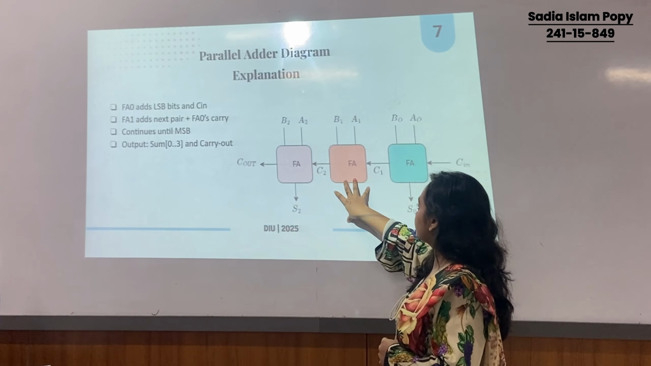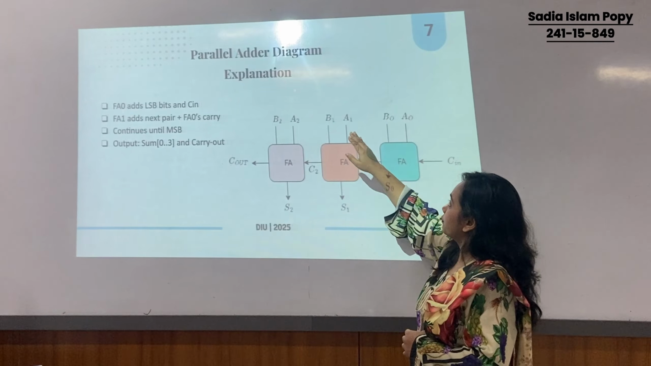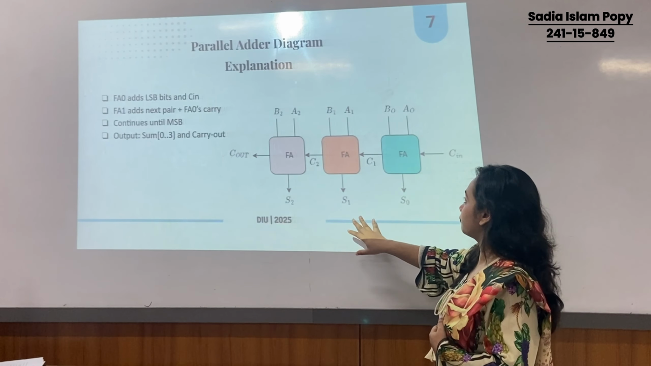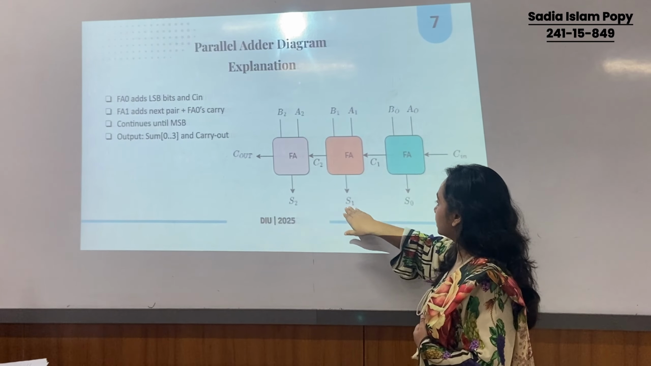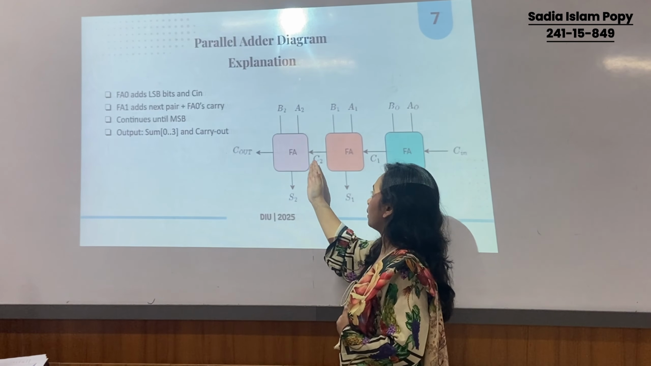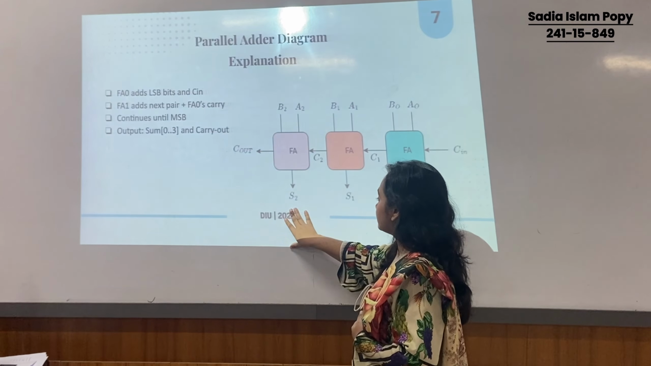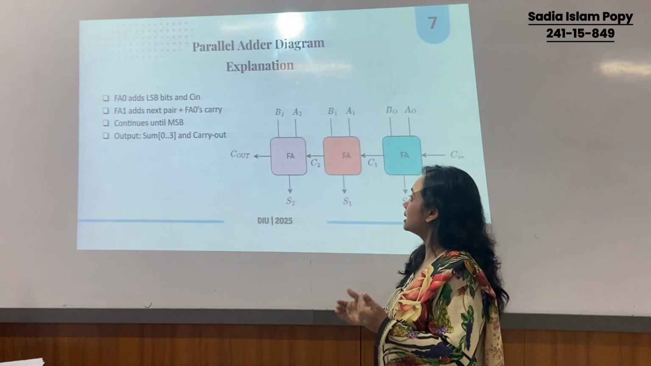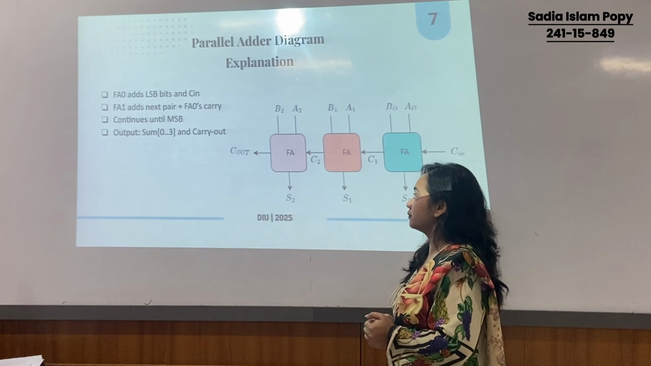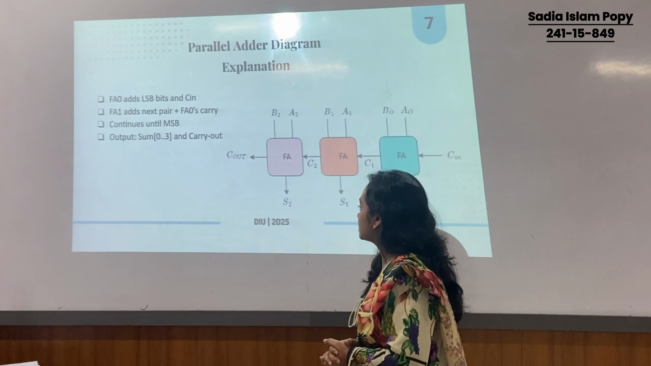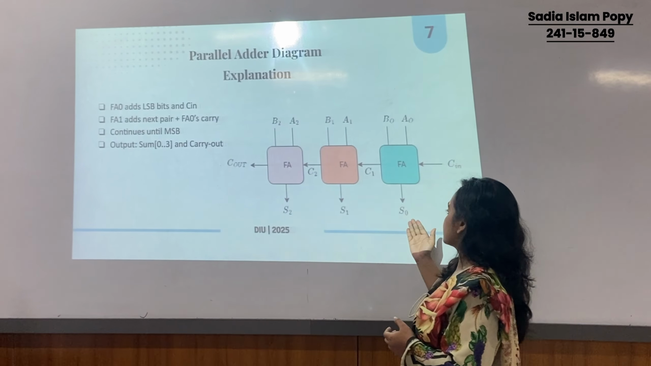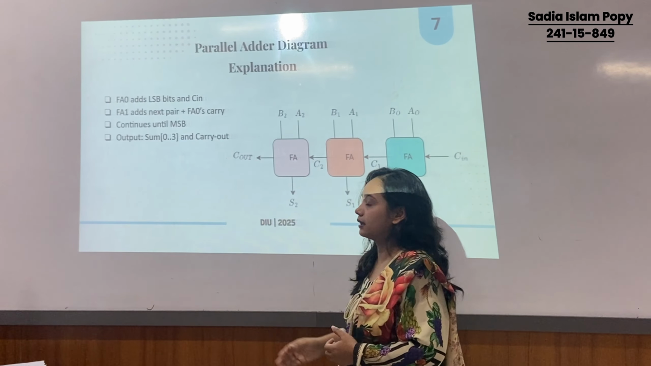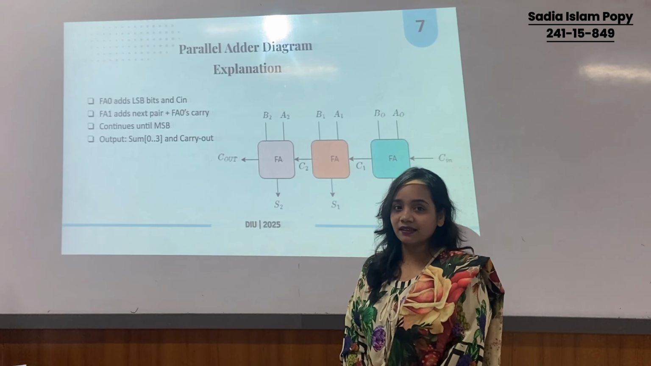The second full adder adds the next bits A1 and B1 and processes them, and finally we get the output S1 and carry C2 for the next full adder. This process keeps going until we reach the most significant bit, and finally we get the final output like S0, S1, S2, and final carry C out. Thank you, sir.